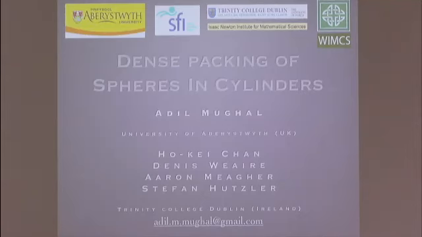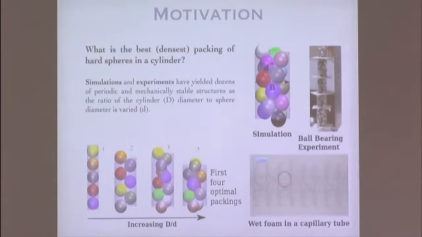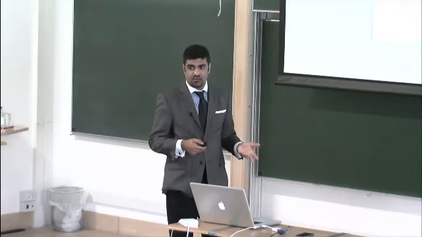Okay, so as I say, the title of the talk today is Dense Packing of Spheres and Cylinders, and I'd like to start by giving you a motivation of what I'm trying to work on here. So the question is encapsulated by this first sentence here. What is the best, and by that I mean the densest, packing of hard spheres in a cylinder? That is, given a cylinder of diameter big D, and you have spheres all of diameter little d, what arrangement of those spheres in the cylinder will maximize the packing density?